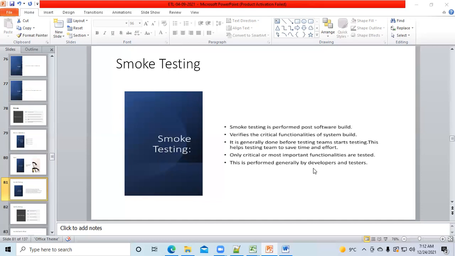Tanvir: Yeah, actually, how is it related to ETL? Is there anything they will test in ETL? ETL testing? Yeah.